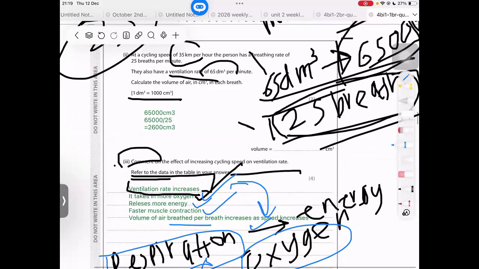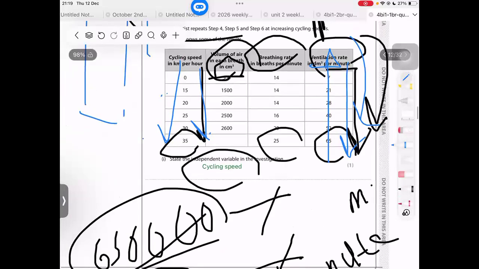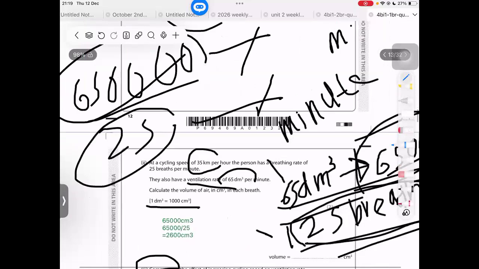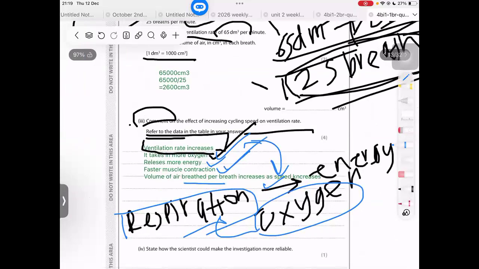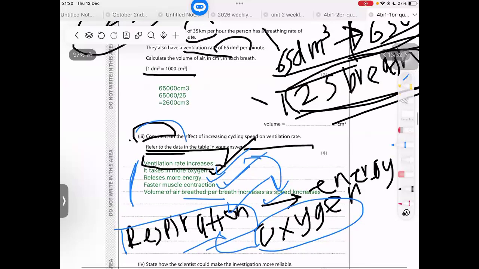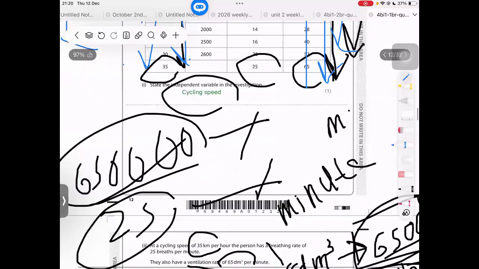And also you can then mention when we increase our cycling speed, faster muscle contractions take place. As a result, we need more energy, right? We need more air. That means the volume of air breathed in per breath also increases. So it's like a loop, the same thing is repeated. These sorts of questions are tricky, but you need a bit of practice. A range of past papers need to be practiced in attempting these sorts of questions by looking at the table in order to explain.